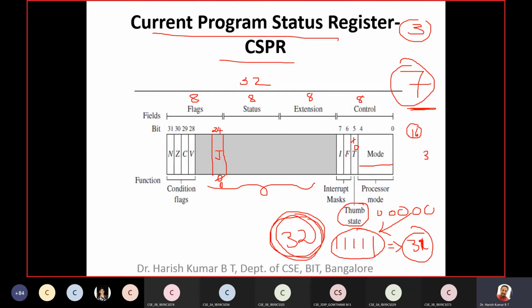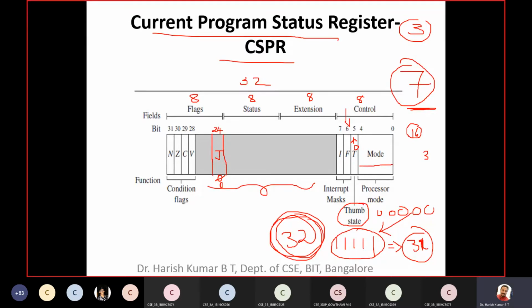If you make both of them 1, you're making the ARM controller operate in both the Jazelle state and also the Thumb state. How can that be possible? It is an invalid state. Okay, next, we'll come to this 6th bit, F.